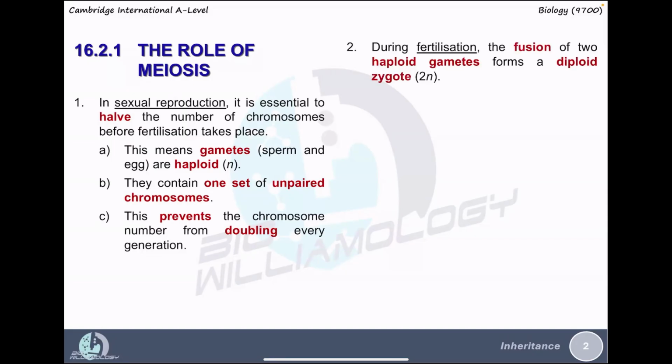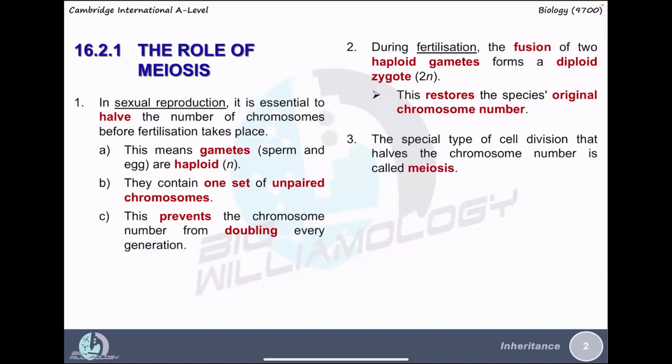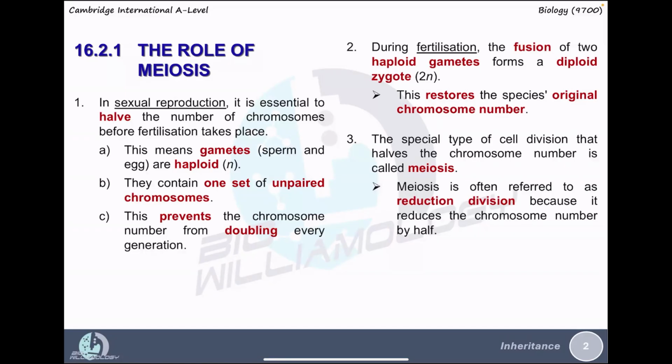Because the gametes are haploid, during fertilization, the fusion of these two haploid gametes forms a diploid zygote, which is denoted by 2n. By doing so, this restores the species' original chromosome number. And the special type of cell division that halves the chromosome number is known as meiosis. Meiosis is often referred to as reduction division because it reduces the chromosome number by half.